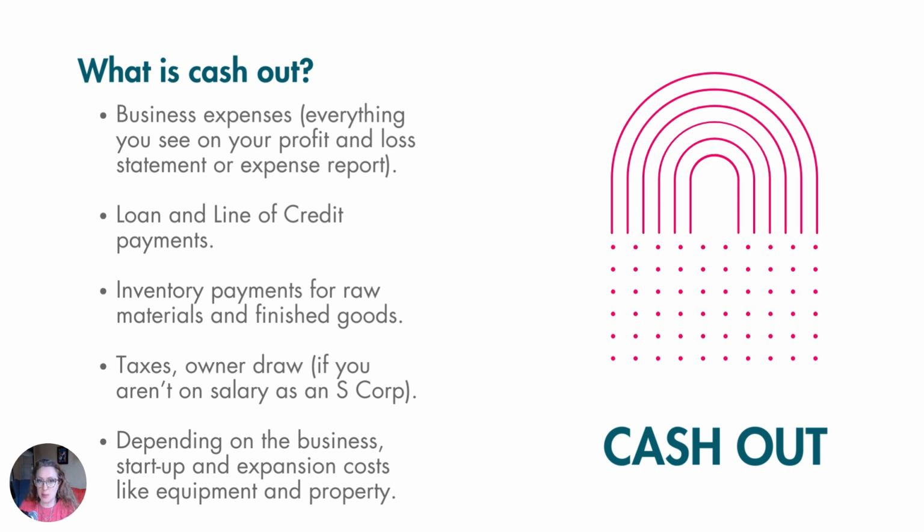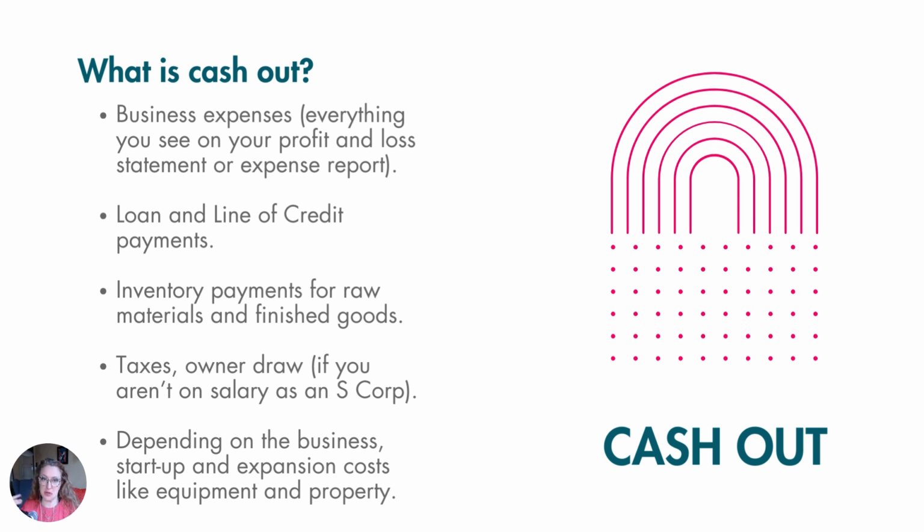Other items of cash out, I might have mentioned taxes. If you are not set up as an S corp, then it is also owner draw. So the money that you're paying yourself is also coming from cash out. And depending on your business, different businesses operate differently. Sometimes your cash out can include things like startup or expansion expenses.